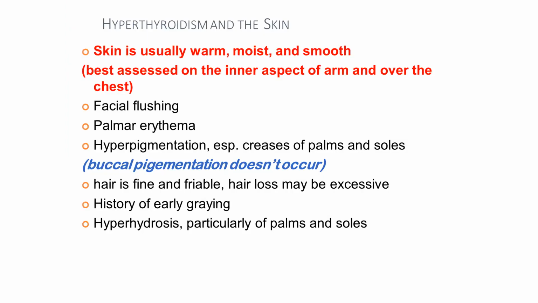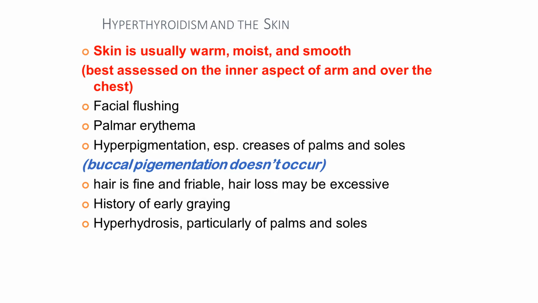Hyperthyroidism in the skin. Skin is usually warm, moist, and smooth, best assessed on the inner aspect of the arm and over the chest. Facial flushing, palmar erythema, hyperpigmentation, especially of palms and soles creases. Buccal pigmentation doesn't occur, which differentiates hyperthyroidism-induced hyperpigmentation from Addison's disease, which involves the buccal area and mucosa as well.